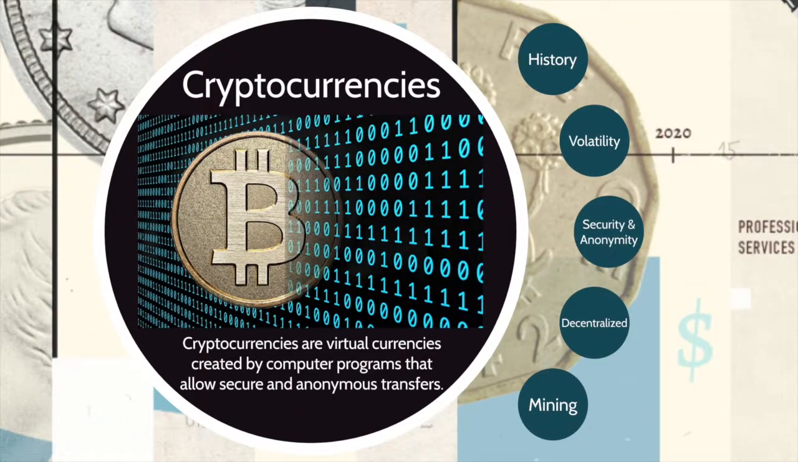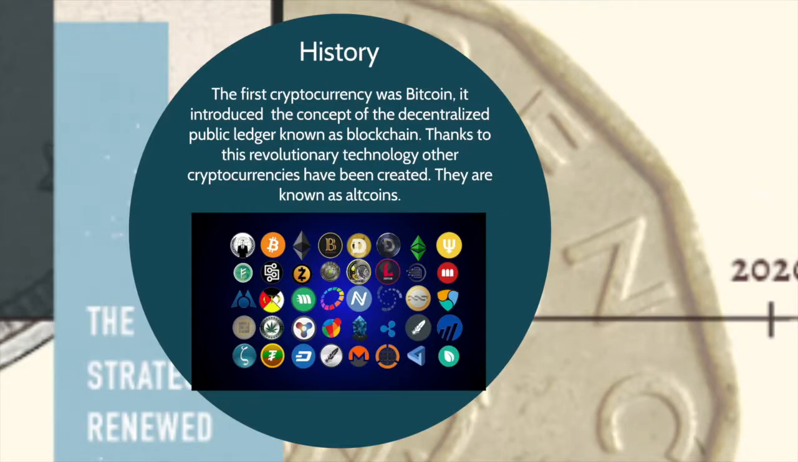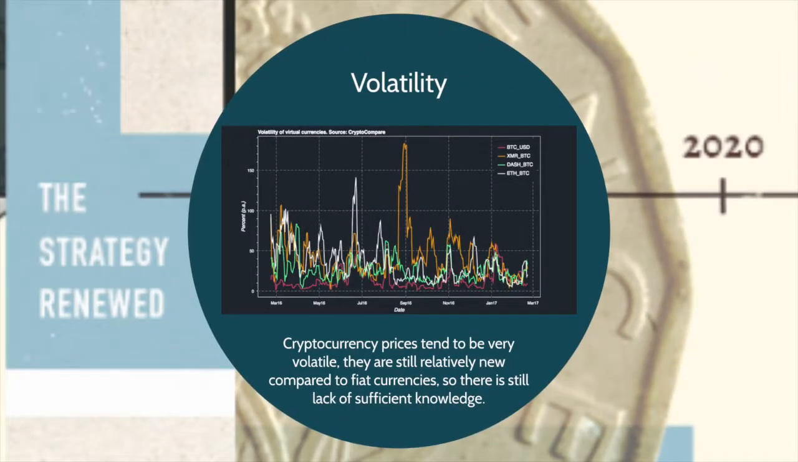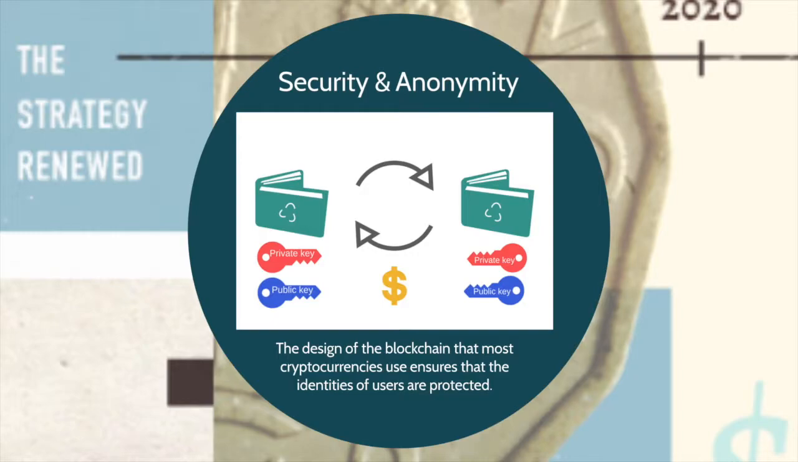A cryptocurrency is a virtual currency created by a computer program. It uses cryptography to secure the transactions and control the creation of new units of the currency. The first cryptocurrency to become publicly accepted was Bitcoin. It also introduced the concept of the decentralized public ledger known as the blockchain. Because of the revolutionary technology, other cryptocurrencies have been developed. These are collectively known as altcoins. Volatility: cryptocurrency prices tend to be very volatile. These are still very new compared to fiat currencies. There is still a lack of sufficient knowledge.